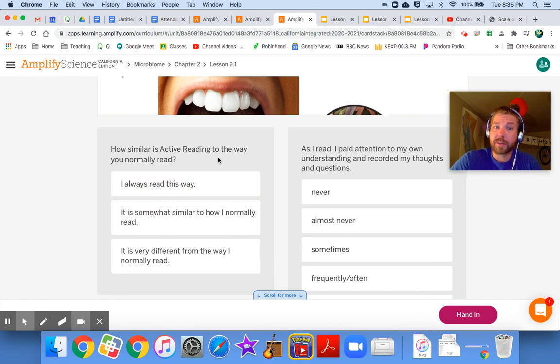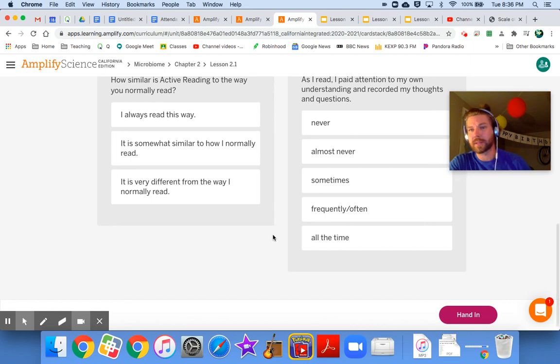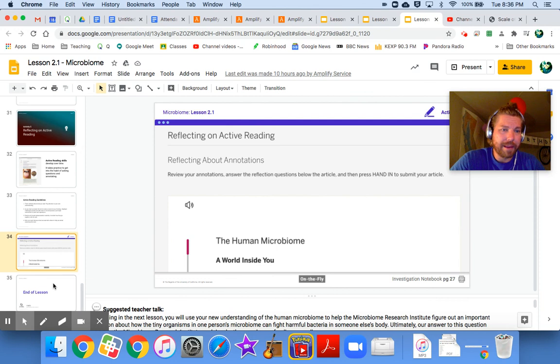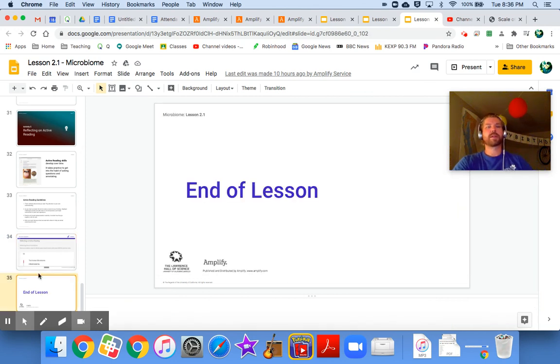How similar is active reading to the way you normally read? Maybe you always read that way. Great. Maybe sometimes it's kind of how I read. Or nope, I do not read this way at all. Personally, I like writing notes on things that I read. As I read, I paid attention to my own understanding and recorded my thoughts and questions. It's almost always going to ask you to do this after every article that we read in Amplify, so it's probably good to start getting a hang of this active reading thing. Making notes, making annotations, okay? And I think with that, ta-da, we are done. So I'm going to end it right here, and I will see you next time.